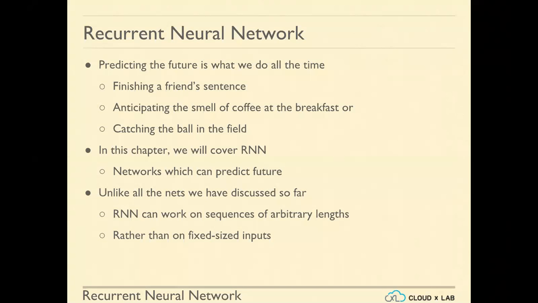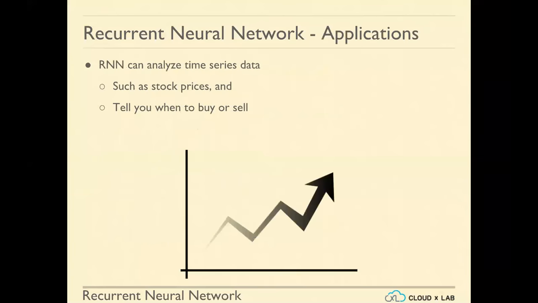In this chapter, we are going to cover RNN, networks which can predict the future. We are going to apply RNN to various examples such as stock market prices. Unlike all the nets we have discussed so far, RNNs can work on sequences of arbitrary length rather than on fixed-size inputs. So yes, you can do time series analysis with RNN. RNN can analyze time series data such as stock prices, and it tells you when to buy and when to sell.